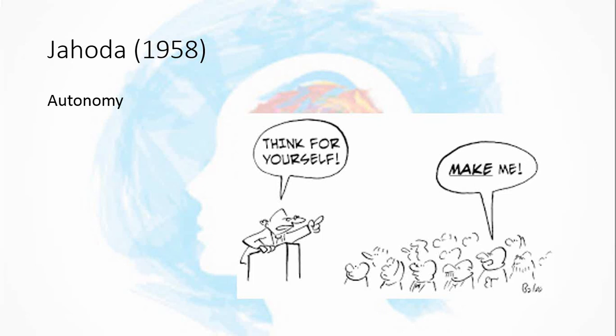Jahoda said we also need a level of autonomy. We need to be able to manage on our own. Now this is not to say that we don't ever need family and friends, we do. But if we're in a situation where we might find ourselves on our own, we can deal with it, we can figure it out, and we can manage that situation by ourselves.